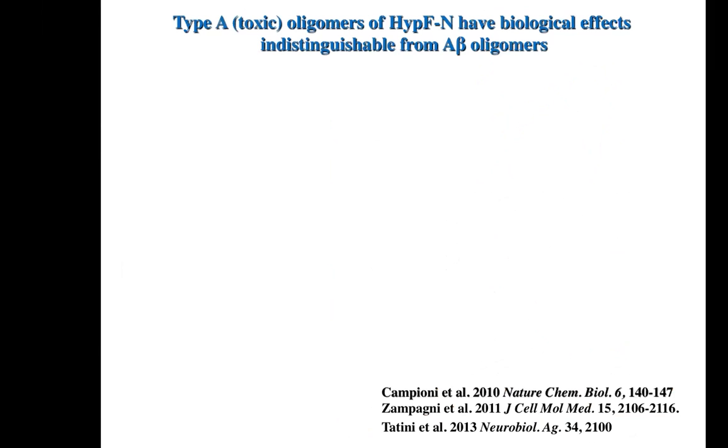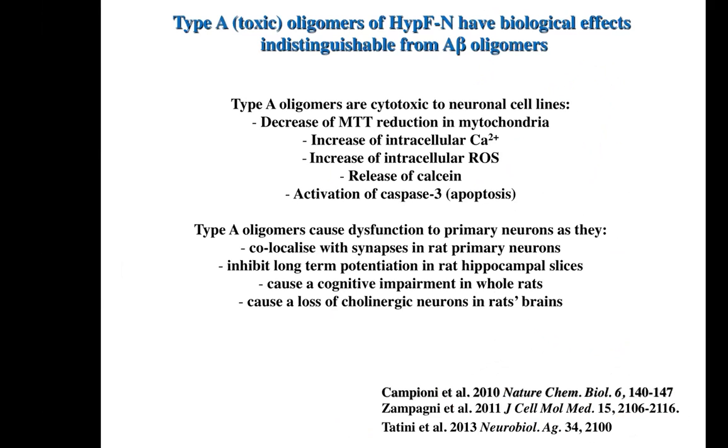But only type A oligomers are toxic. And to cut a long story short, I can just go through a summary where we showed that type A oligomers are cytotoxic to neuronal cell lines. We started from neuronal cell lines like SH-SY5Y, and we found a decrease of MTT reduction in mitochondria, an increase of intracellular calcium, an increase of intracellular ROS, release of calcein due to membrane leakage, and we also have an activation of caspase-3 as an indicator of apoptosis.